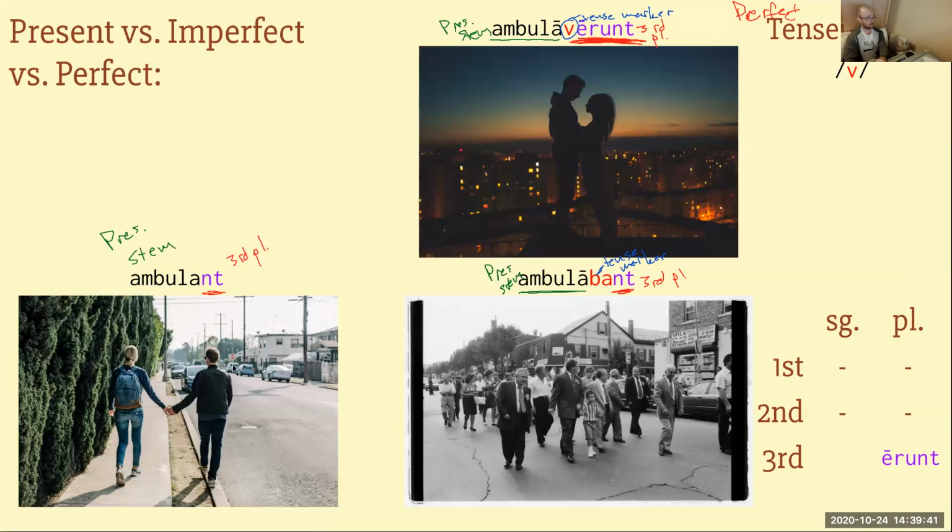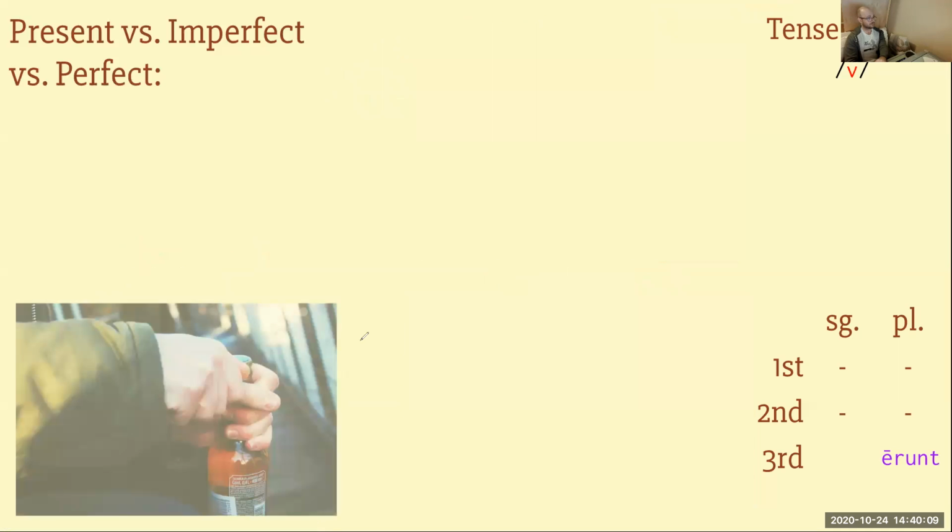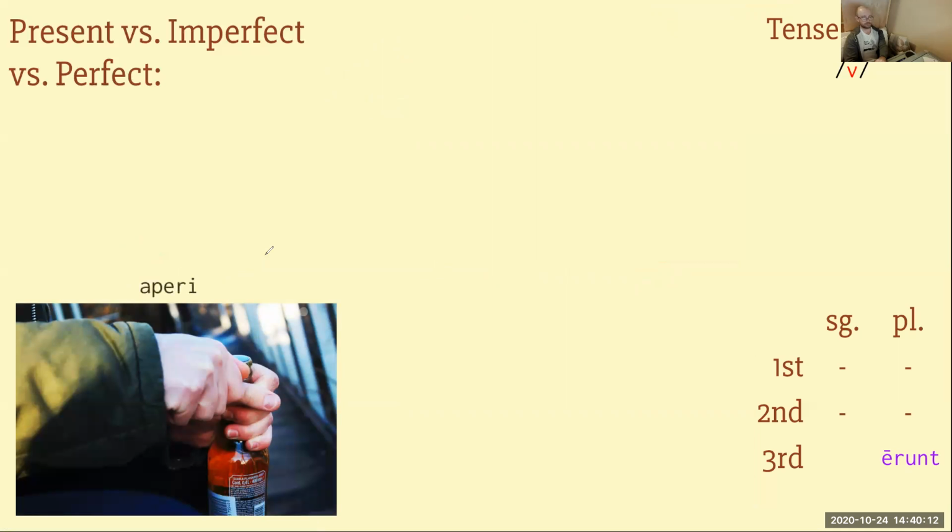So in English, this would all be equivalent to either they walked or they have walked, right? Showing that it is completed. They are now standing because they have walked to the top of the building. Okay, let's try some more of these. So right here we've got our verb for opening. Our stem, aperi, there is the present stem.